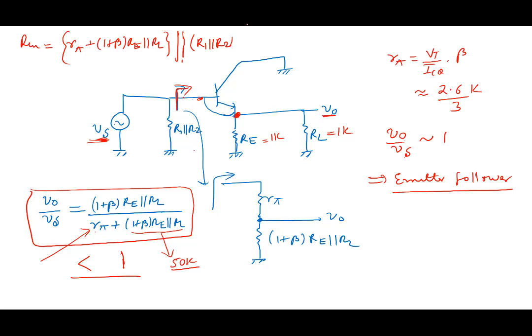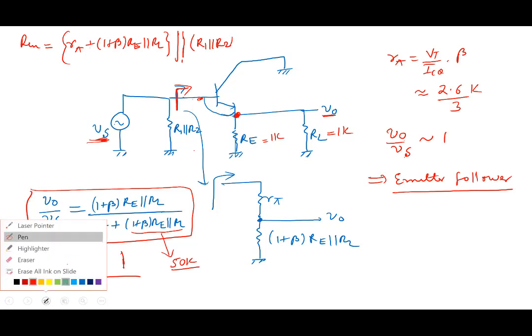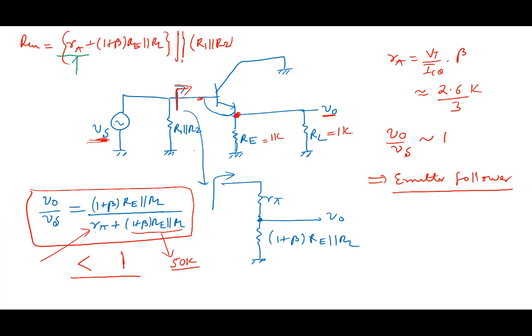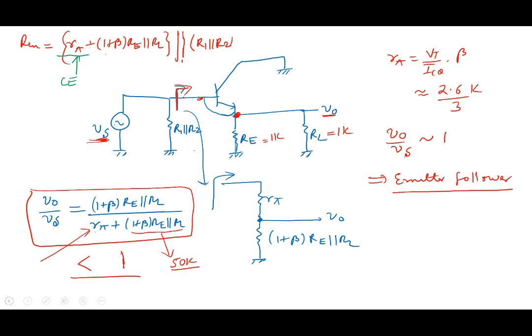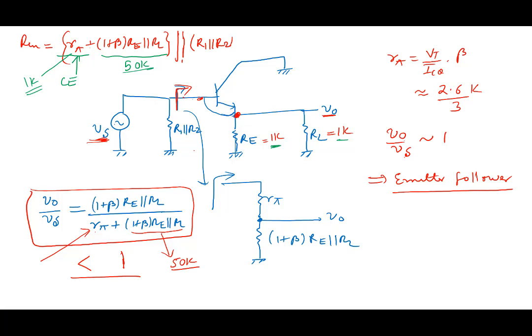Now note that input resistance in a common emitter amplifier was simply this term. This was only for common emitter. Now in common collector, we have this additional term. And this additional term, for example, if I take 1K here and 1K here, and you multiply it by this, it is like 50K. And this is like 1K. So you can clearly see that this term is much larger as compared to R pi.